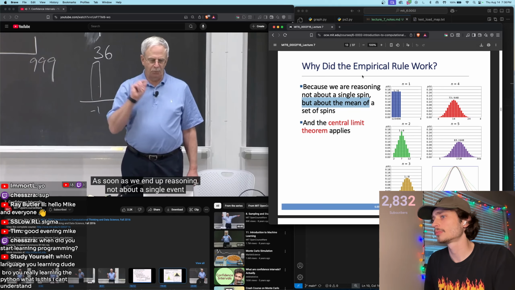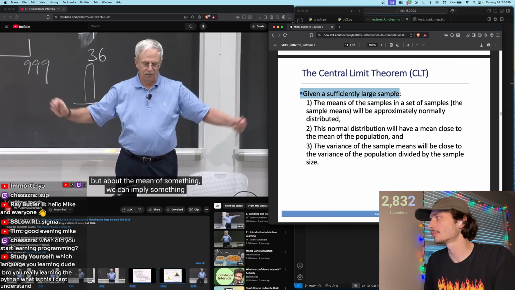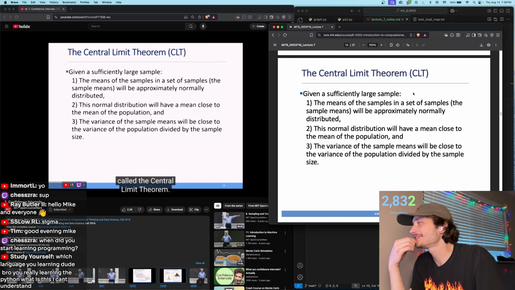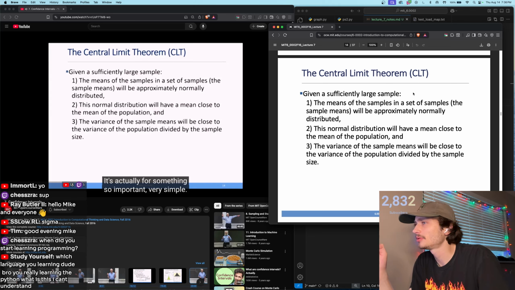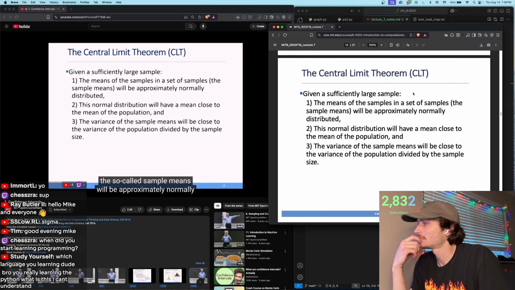As soon as we end up reasoning not about a single event, but about the mean of something, we can apply something called the central limit theorem. It's actually, for something so important, very simple. It says that given a sufficiently large sample, and I love terms like sufficiently large, but we'll later put a little meat on that, the following 3 things will be true. The means of the samples in a set of samples, the so-called sample means, will be approximately normally distributed.